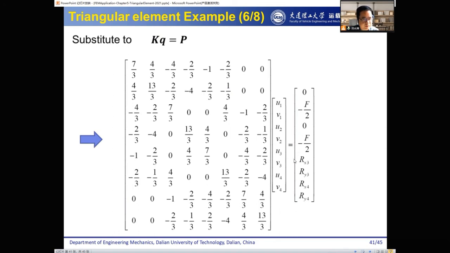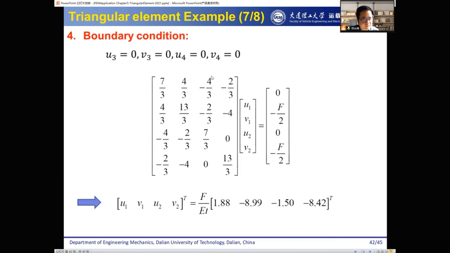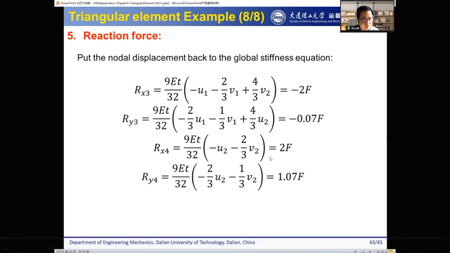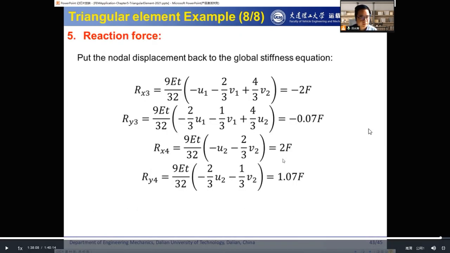We said before we solve this, we want to use the boundary conditions to reduce the size of the global stiffness matrix, and then we can solve the unknown variables, that is, the displacements at the nodes. Once this is solved, we can quickly solve the reaction force and other variables.